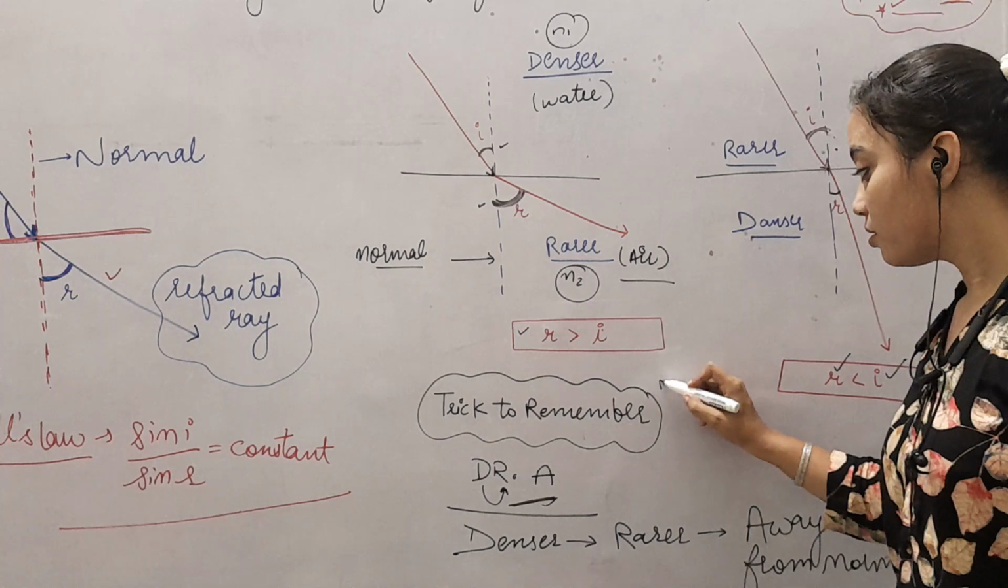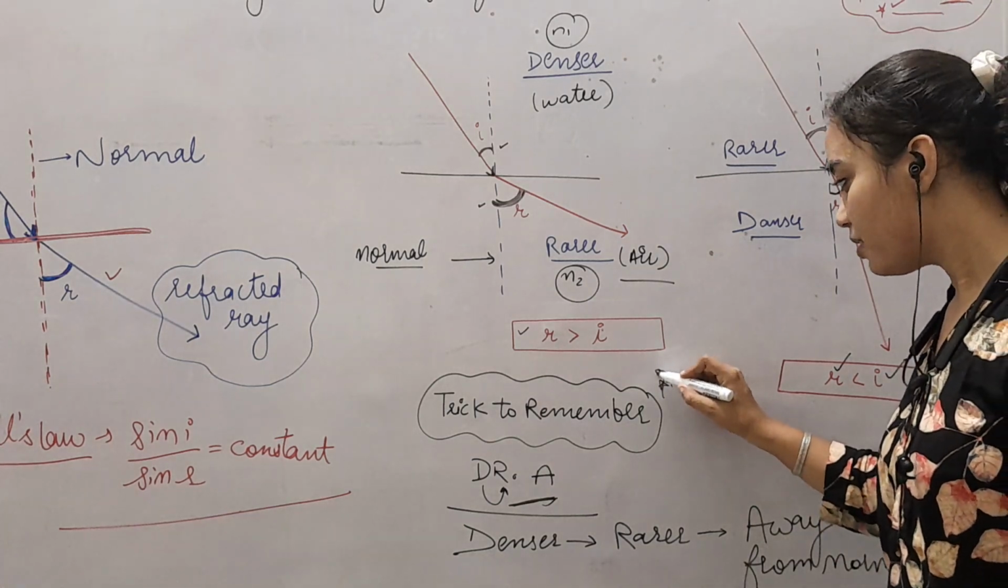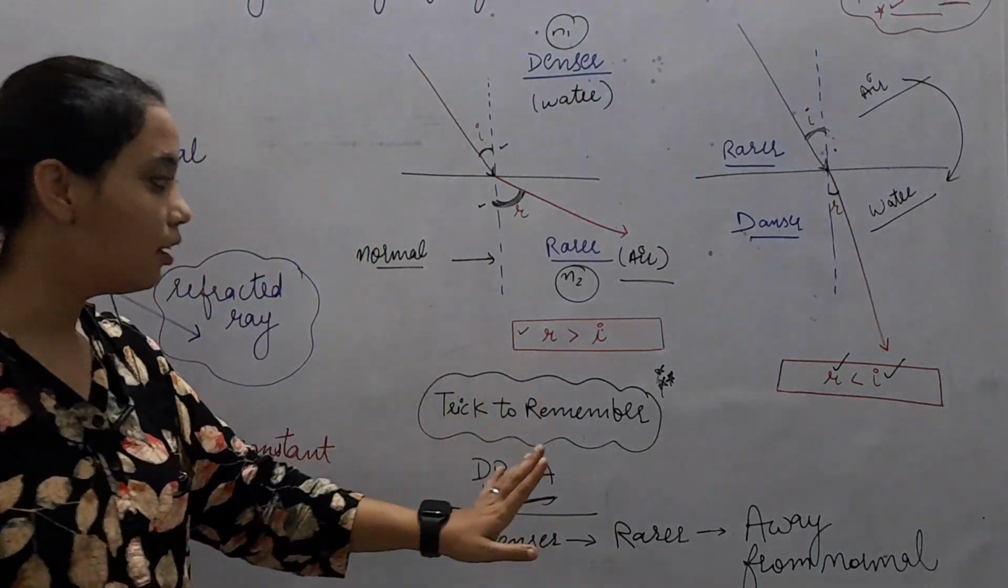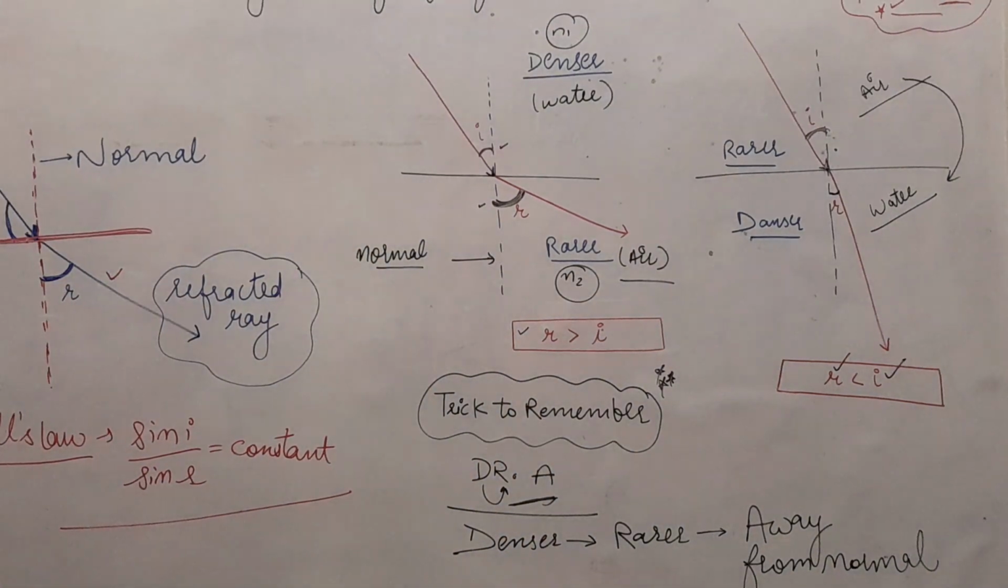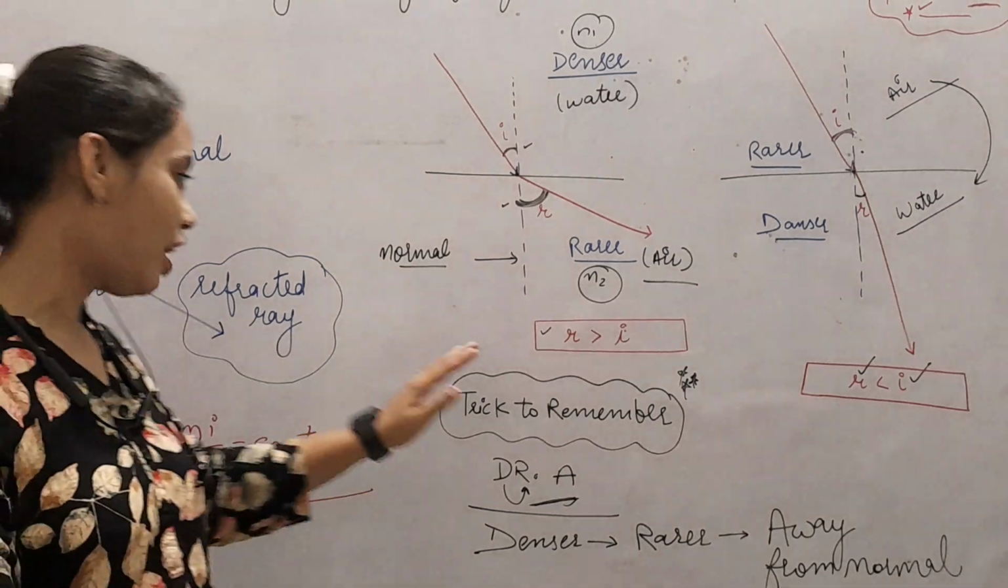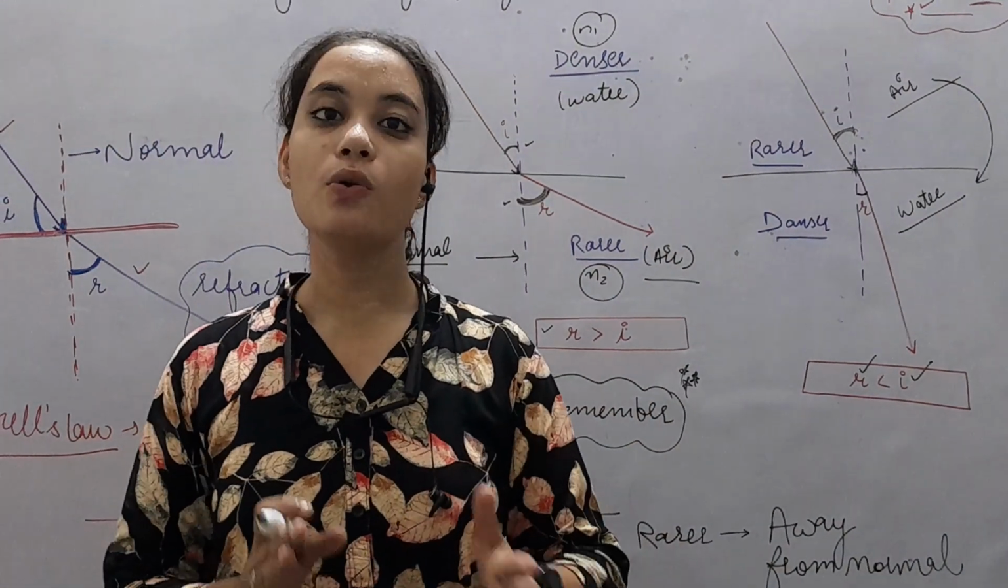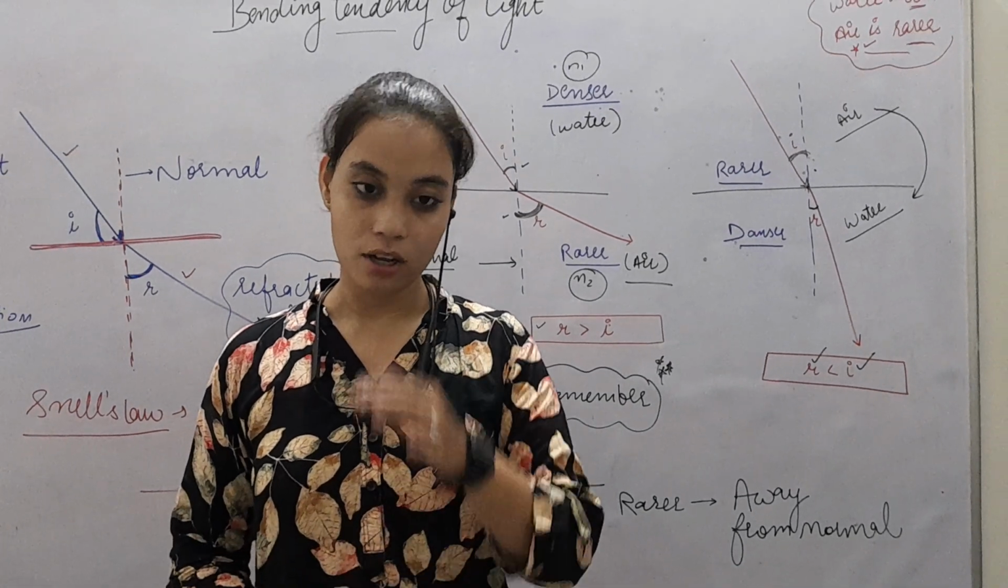Do remember this trick, Dr. A. Just remember one case, and do the opposite for the other. You have already understood this. If you remember one case, the other will be remembered automatically. Just remember this, Dr. A, denser to rarer, away from the normal.